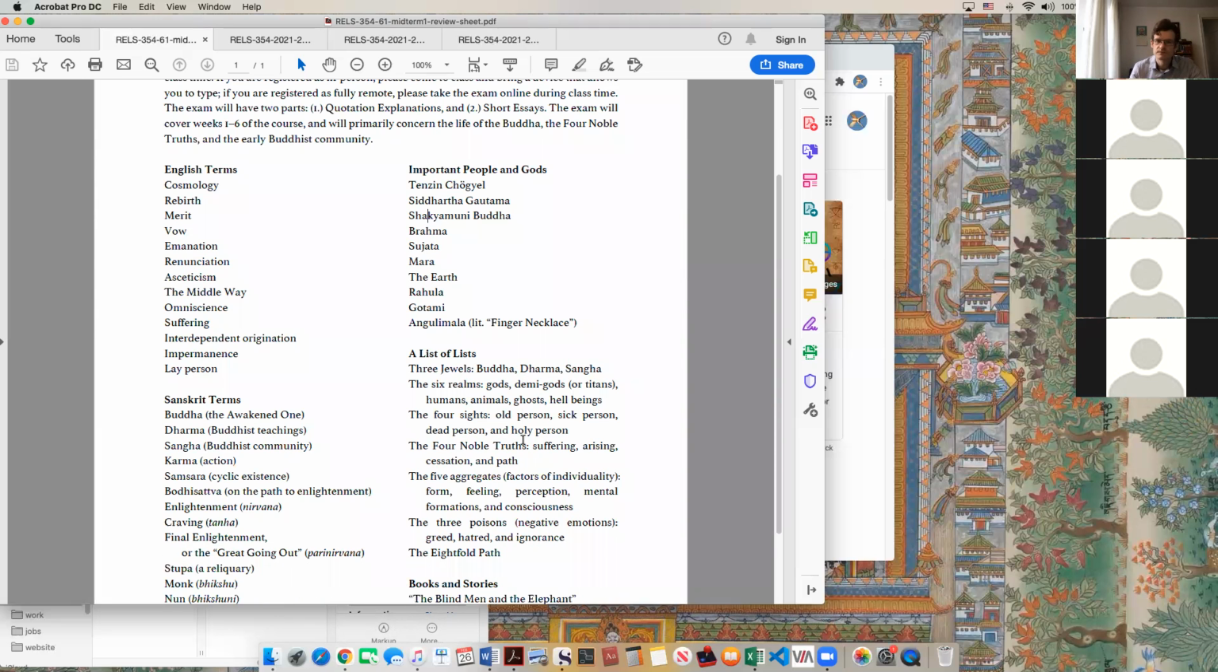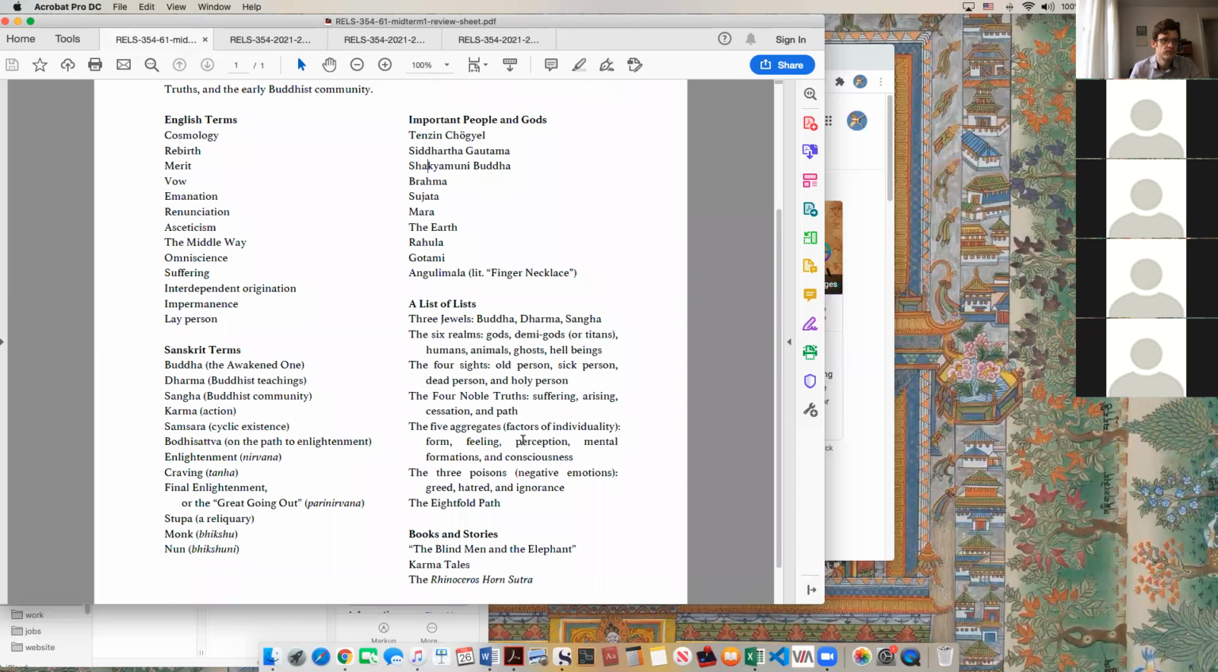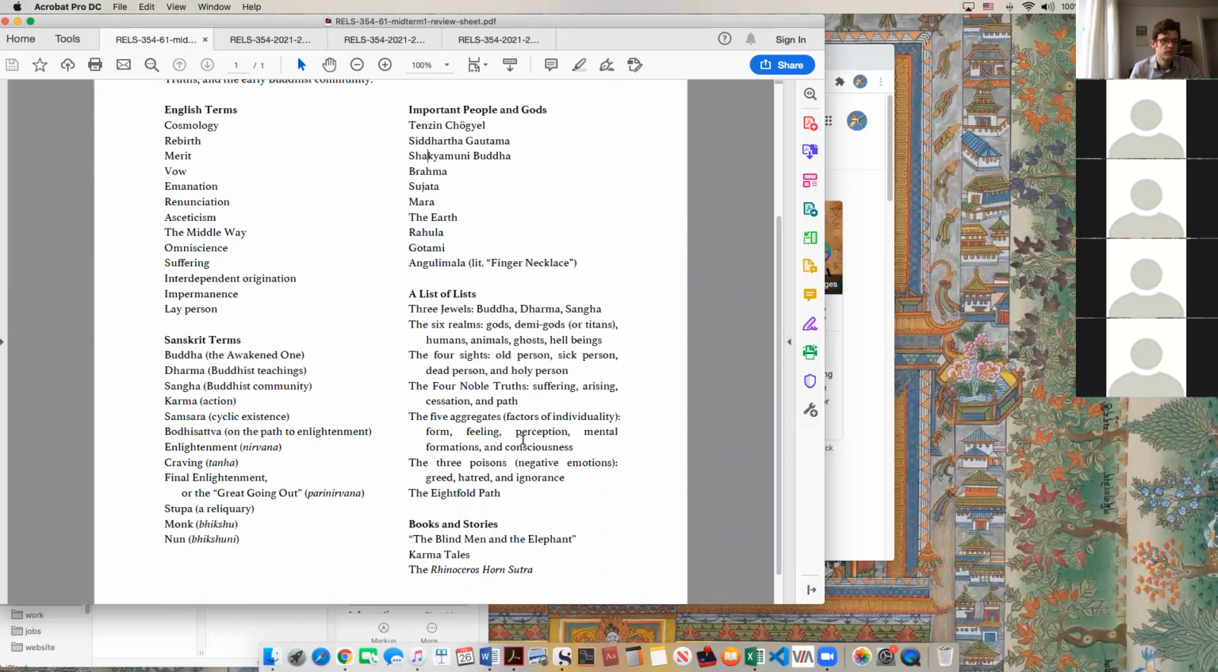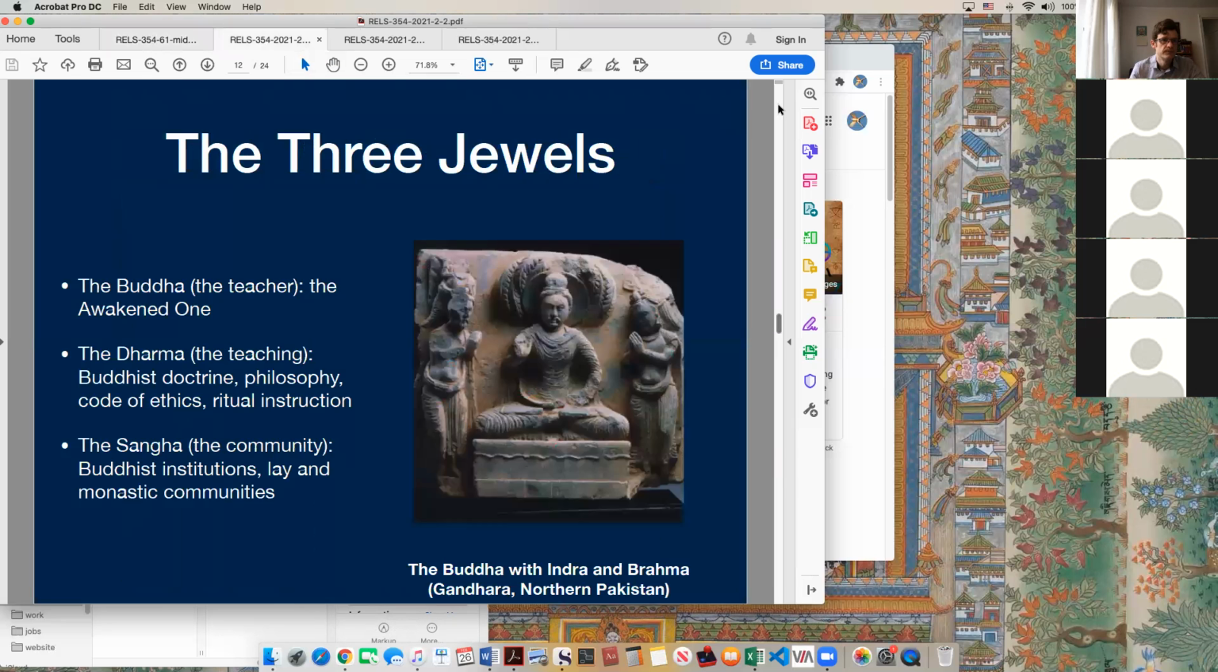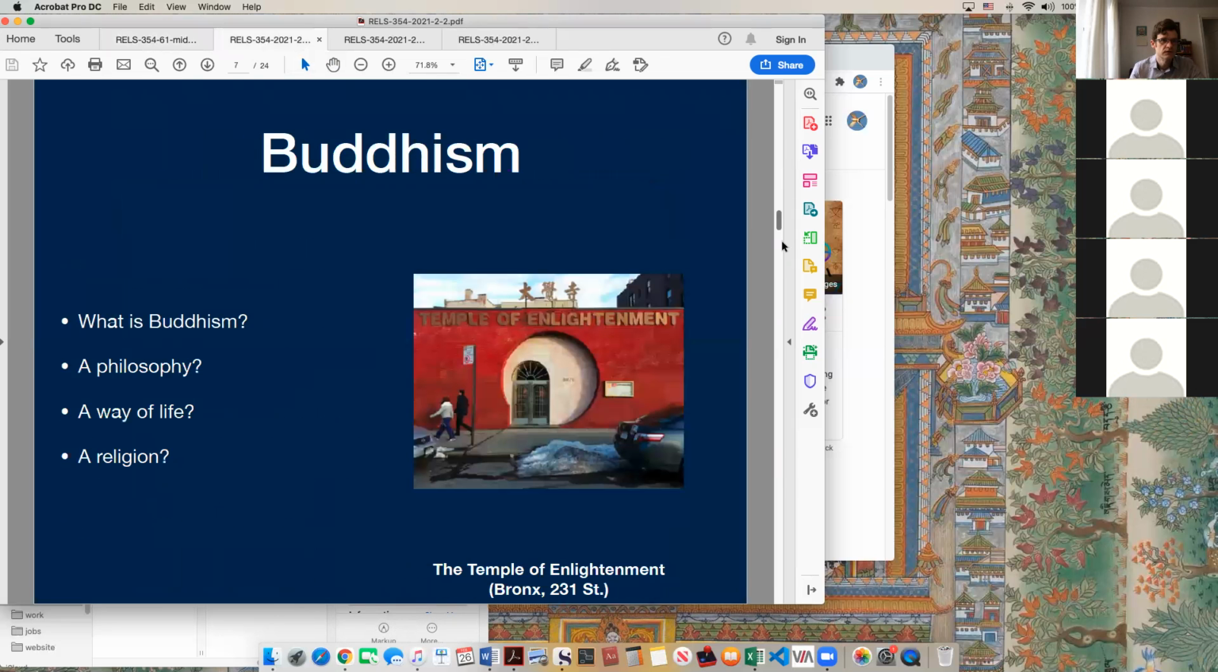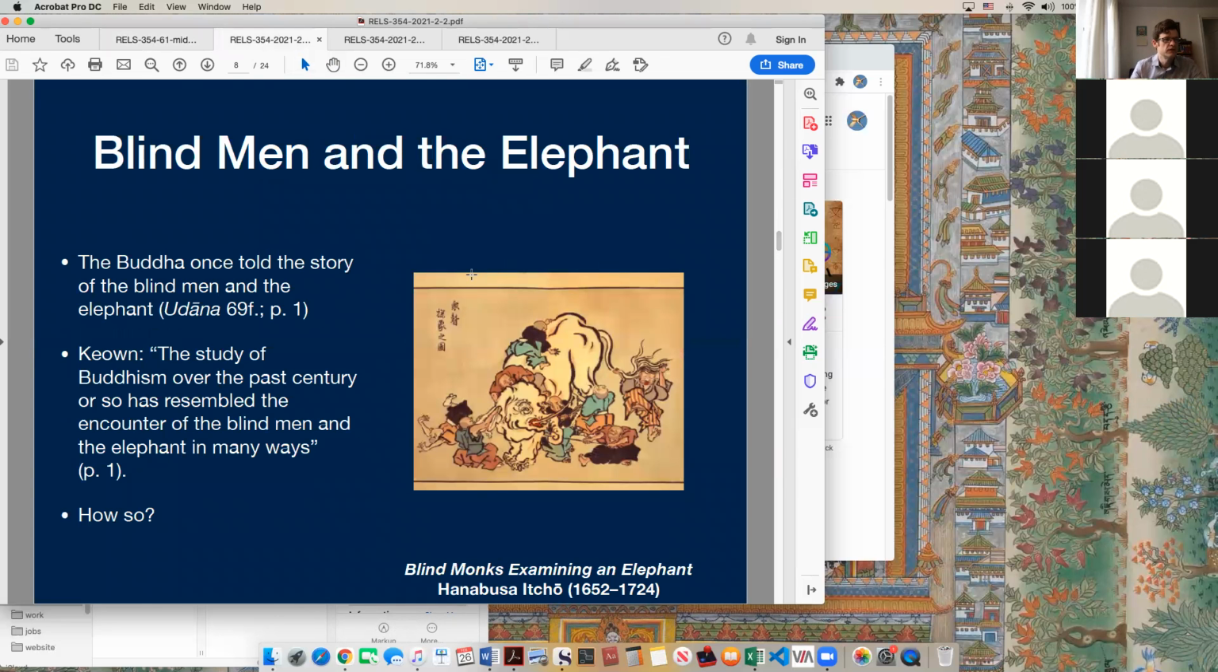I just have one last question. Sure. About the blind men and the elephant. Is that just about perspective and how everybody has their own view of the universe, and Buddhism? So I guess, what's the deal with the blind men and the elephant?